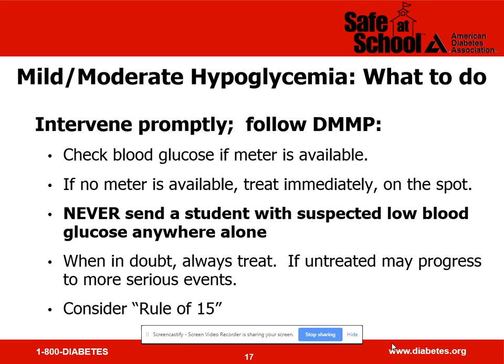Mild to moderate hypoglycemia, what do you do? Well, you must intervene promptly following the diabetes management plan. Check blood glucose if a meter is available. If no meter is available, treat immediately on the spot. Never send a student with suspected low blood glucose anywhere alone. When in doubt, always treat. If untreated, it may progress to more serious events.